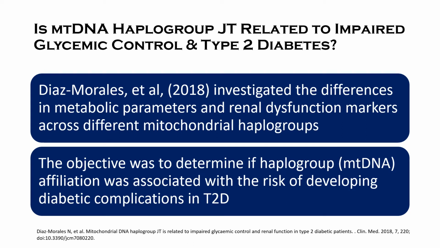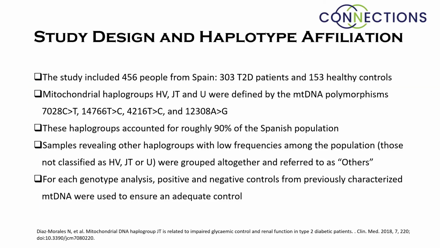The objective of their study was to determine if haplogroup affiliation was associated with the risk of developing diabetic complications in type 2 diabetes. The study included 456 people from Spain, 303 patients with type 2 diabetes, and 153 healthy controls.